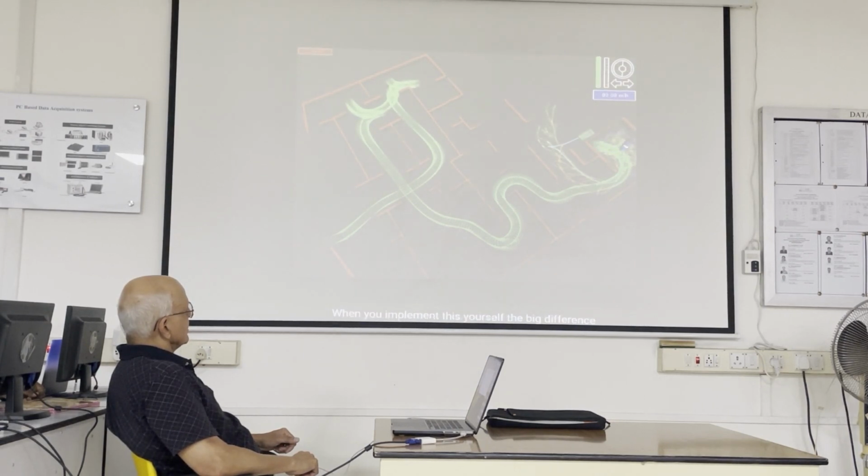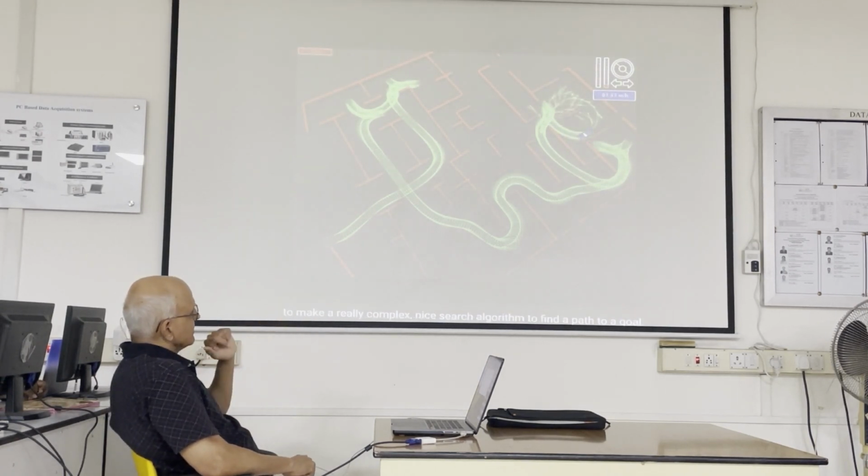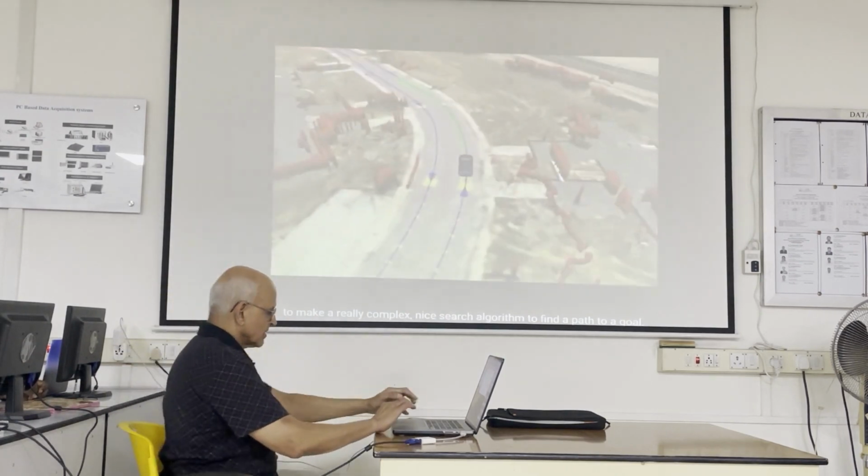When you implement this yourself, the big difference to our grid implementation is a different motion model. You have to implement a robot that is able to turn, and you have to write down the math of a robot that's able to turn and go forward. This robot also can revert, so going backwards is a discrete different action. But other than that, it's essentially the same A-star algorithm you just implemented. So if you want to build a self-driving car, you don't need to make a really complex, nice search algorithm to find a path to a goal.